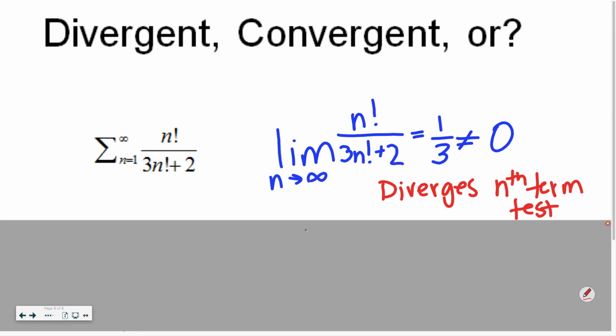You have to write that. Did you say diverged and then nth term right next to it? Yeah. It doesn't have to be a full sentence. I just need to know if it converges or diverges and how you know that.